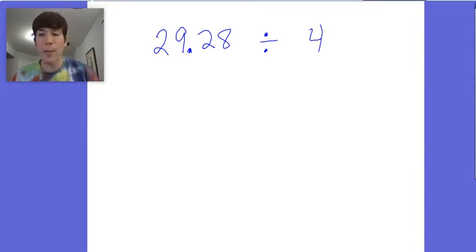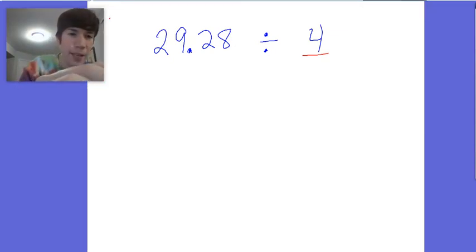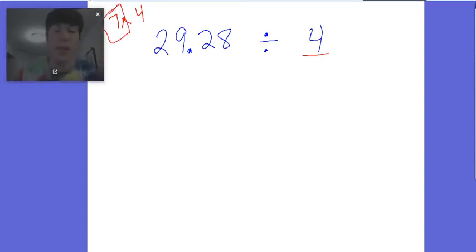When I am estimating here, I always kind of think of it backwards. I think what times 4 would give me close to 29 and 28/100ths, and I'm going to say that would be about 7 times 4. 7 times 4 would give me that. So I'm expecting my answer then will be somewhere close to 7.